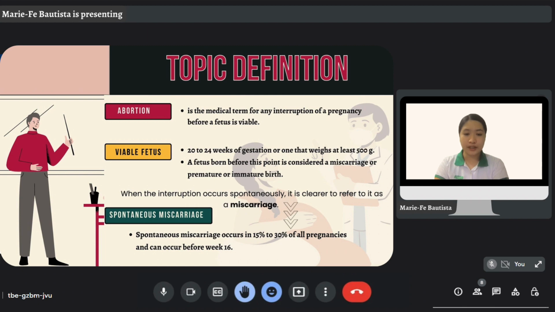It is important to understand that this procedure is only performed when there is a medical condition that puts the mother's health or life at risk, or when the fetus has a severe abnormality or genetic disorder that is not compatible with life. Spontaneous miscarriage occurs in approximately 15 to 30% of all pregnancies, meaning it is not an uncommon occurrence. A spontaneous miscarriage can occur at any stage of pregnancy, but it is more likely to happen during the first trimester. To discuss the common causes of spontaneous miscarriage, we have here Mr. Diesel Malatag.